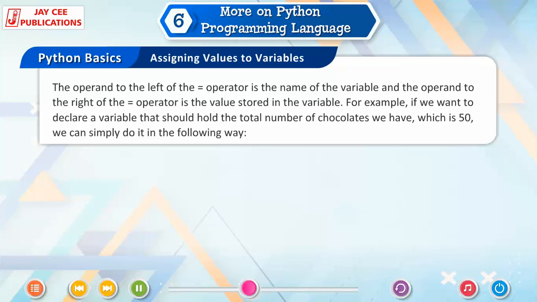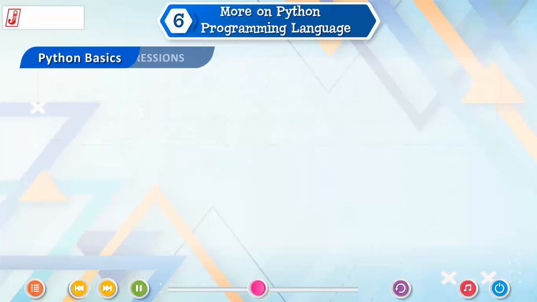For example, if we want to declare a variable that should hold the total number of chocolates we have, which is 50, we can simply do it in the following way. number_of_chocolates = 50.